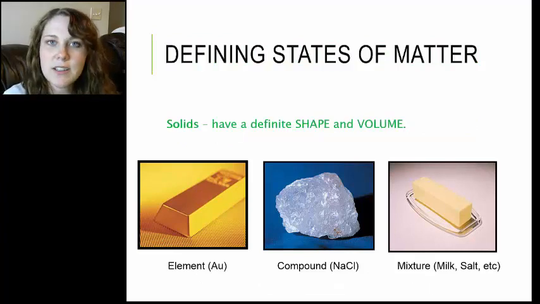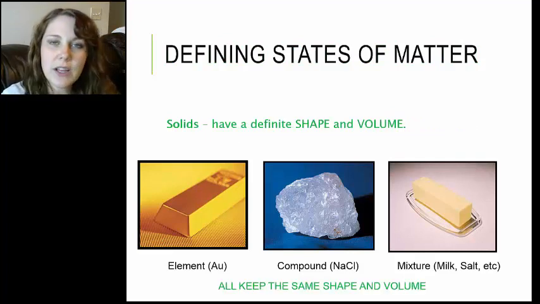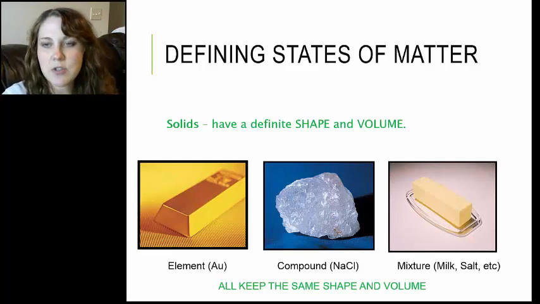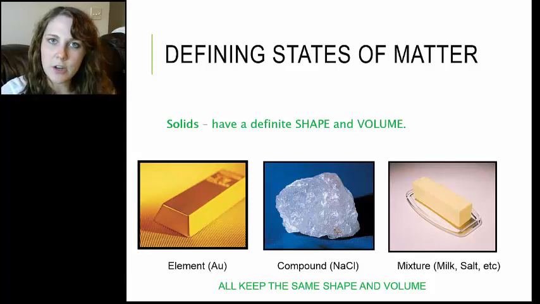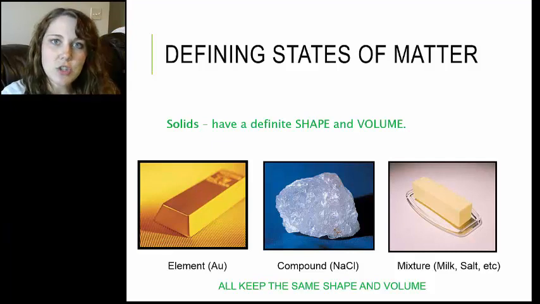Alright, so solids have a definite shape and a definite volume. What that means is if you transfer them from container to container, they're going to keep that same shape and that same volume. So if I took a marble in one container and I poured it into another container, that marble is still going to have the same shape and it's going to take up the same amount of space. And that is what makes it a solid.